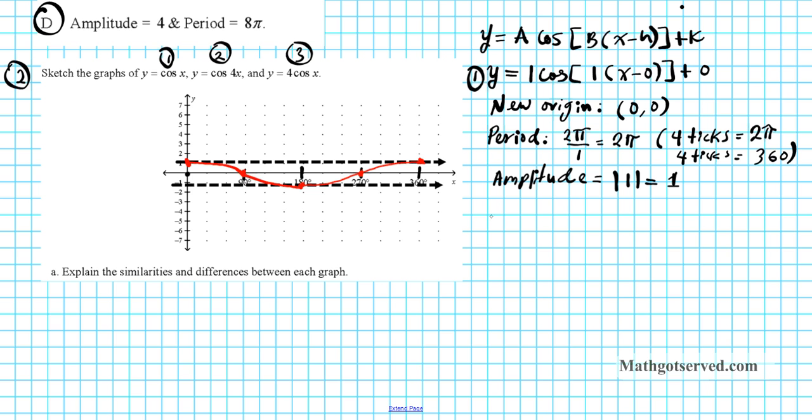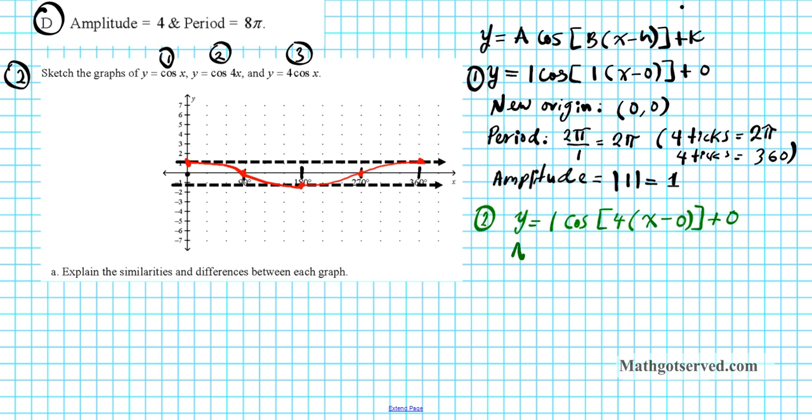Let me do the entire thing in green. So for function 2, let's write y equals cosine 4x in the general form right here. It's going to be y equals 1 cosine. You notice that b is 4 now, so 4 times x minus, nothing is being subtracted from x, so 0. Nothing is being added to the entire function, so it's plus 0.